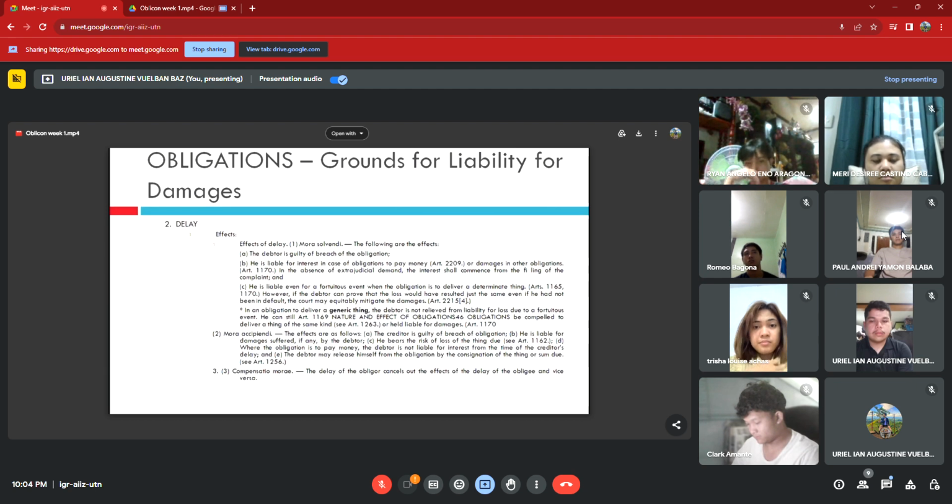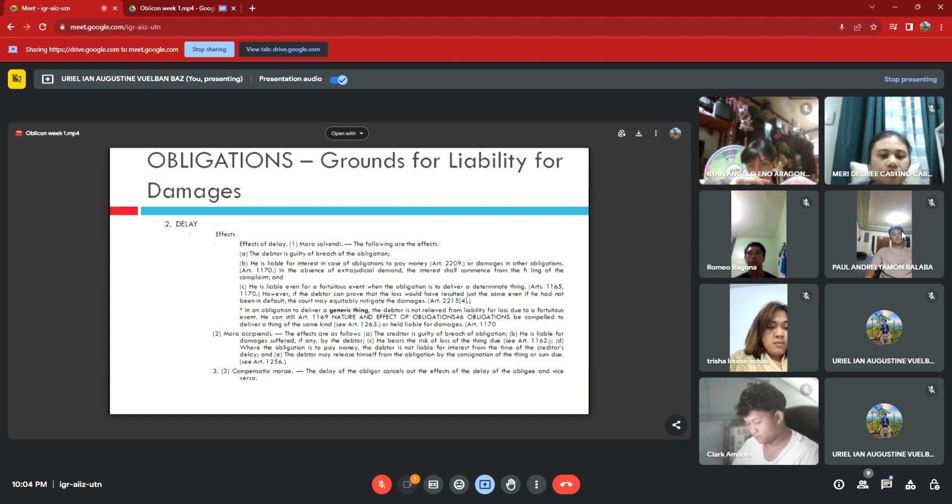Now, what are the effects in case there is a delay on the part of the debtor obligor? The debtor is guilty of breach of the obligation, and therefore damages can be filed against the debtor. And if it is an obligation to pay money, like for example a contract of loan, the interest will run against the debtor obligor. And if there is delay, he is also liable even for a fortuitous event. A fortuitous event is any event that cannot be foreseen, or if it can be foreseen, is unavoidable.